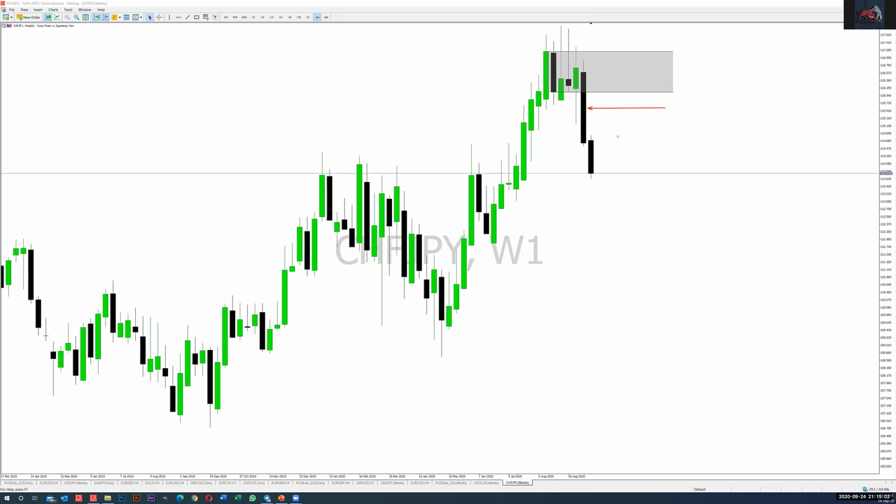So you'll be anticipating that if the market trades back into this range, you are looking to be a seller, with your stop loss above these highs. You see? That's how you define a supply zone.